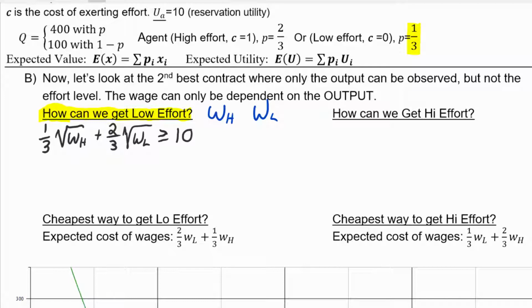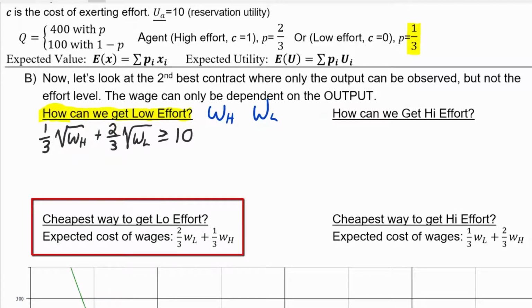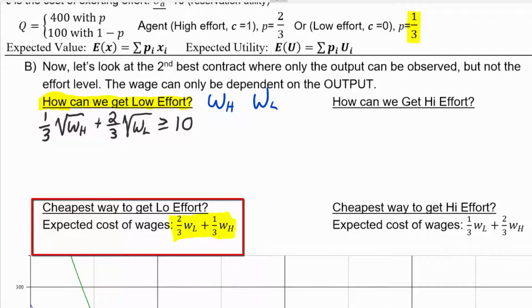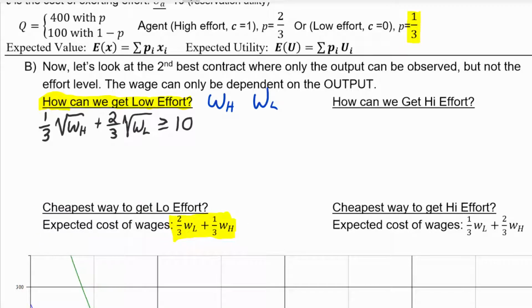Now there are a few ways we could go about doing this. We could do a brute force mathematical approach, where we could say, what's the expected cost of the wages to the principal? There's a 2/3 chance we're going to pay them the low wage, a 1/3 chance we're going to pay them the high wage, and we want to minimize that. So we could set up a minimization problem where we want to minimize 2/3 times the low wage plus 1/3 times the high wage, subject to the constraint, and this is going to be the constraint up above.